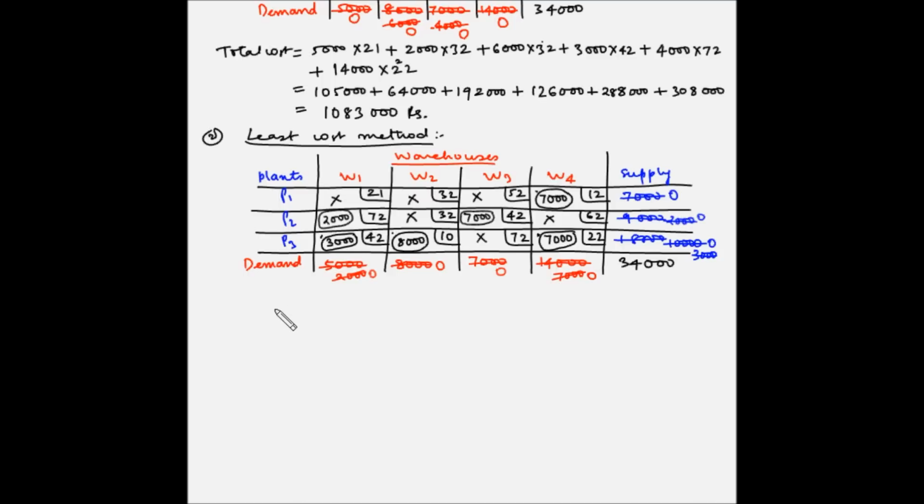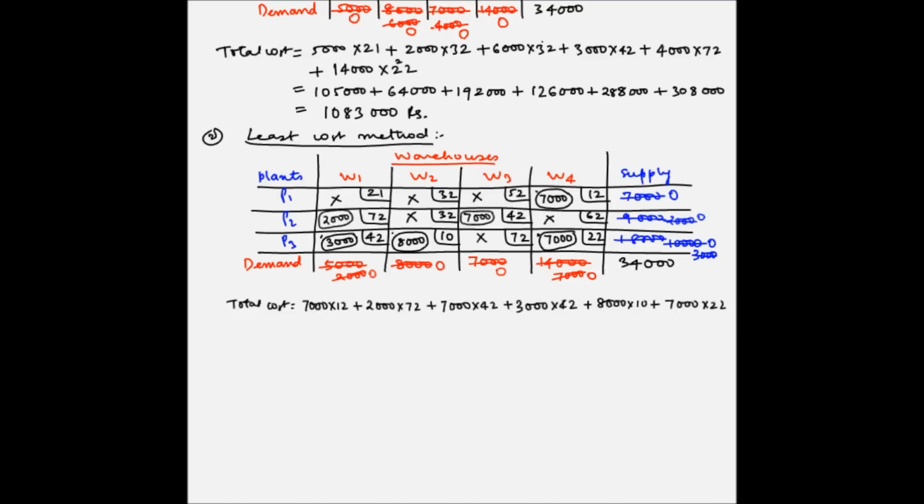So now with this allocation, we have completed all the allocations. Now let's find out the total cost that we have achieved using the least cost method. So total cost is equal to 7,000 multiplied by 12, plus 2,000 multiplied by 72, plus 7,000 multiplied by 42, plus 3,000 multiplied by 42, plus 8,000 multiplied by 10, plus 7,000 multiplied by 22.